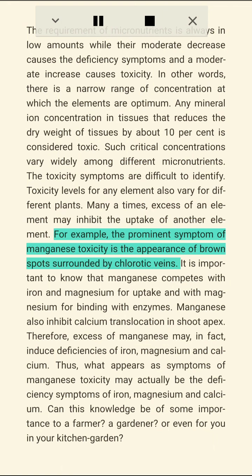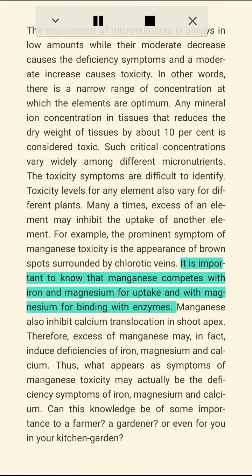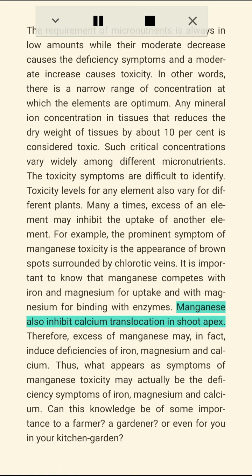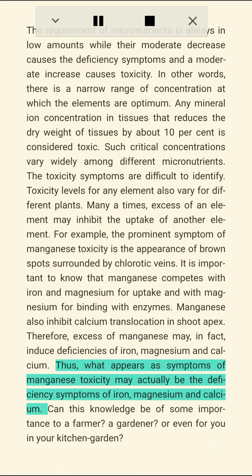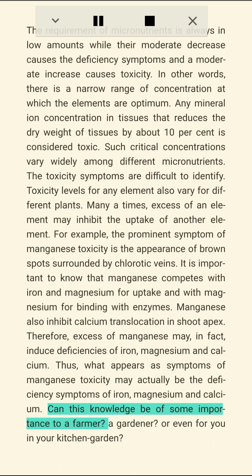Many a time, excess of an element may inhibit the uptake of another element. For example, the prominent symptom of manganese toxicity is the appearance of brown spots surrounded by chlorotic veins. It is important to know that manganese competes with iron and magnesium for uptake and with magnesium for binding with enzymes. Manganese also inhibits calcium translocation in the shoot apex. Therefore, excess of manganese may, in fact, induce deficiencies of iron, magnesium and calcium. Thus, what appears as symptoms of manganese toxicity may actually be the deficiency symptoms of iron, magnesium and calcium. Can this knowledge be of some importance to a farmer, a gardener, or even for you in your kitchen garden?